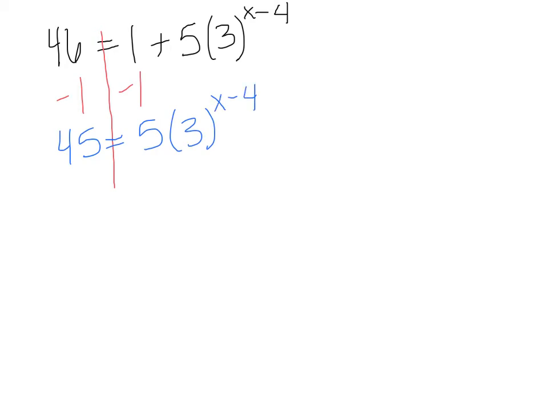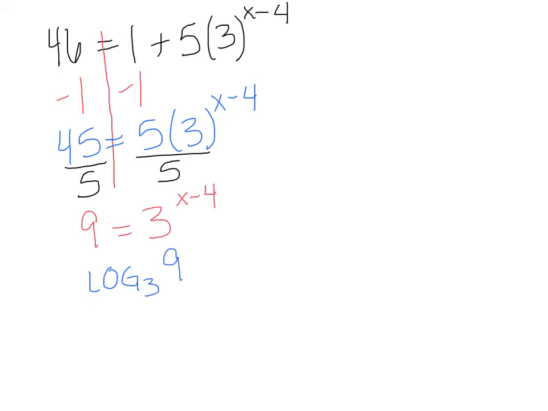Alright, we're almost ready to convert, but first we have to divide. We have to get rid of that times 5. So we're going to divide both sides by 5. We are going to end up with 9 equals 3 to the x minus 4. So since we're focusing on converting to log form in these problems, I'm going to convert it to logs. So I know that the log base 3 of 9 equals x minus 4.